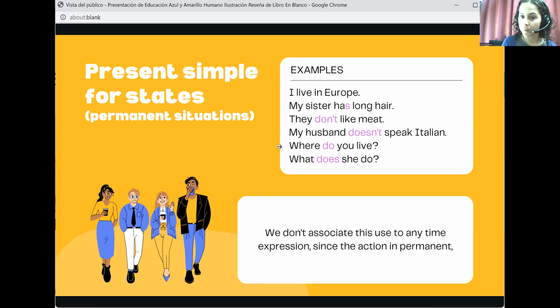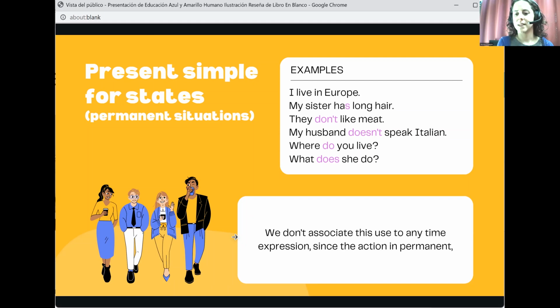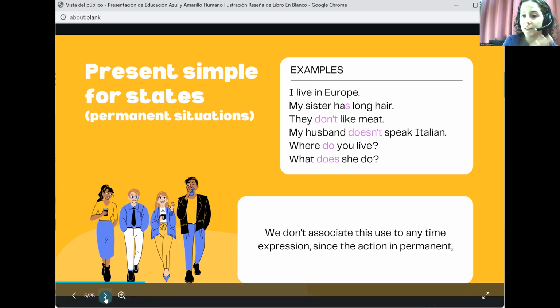I want to ask you about something permanent or kind of permanent. Where do you live? What does she do? Is she a teacher? Is she a doctor? What does she do? Okay. Again, habits, states. Para esas dos cosas, por ahora, voy a usar este set de estructuras que les voy a enseñar ahora. We don't associate this use to any time expression, because the action is permanent. Yeah, so we don't say always, never. That's a different thing. The verbal tense is the same.